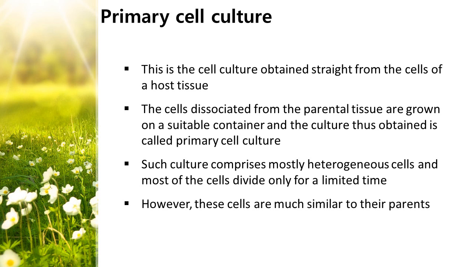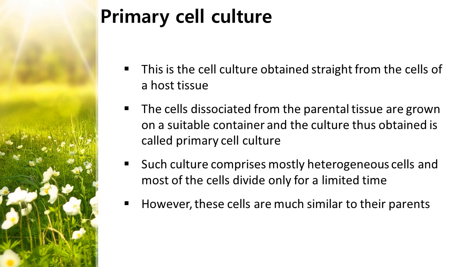In primary cell culture, the terms primary and secondary are common. Primary is one which has direct contact with the source. Secondary is derived from another source. It does not have direct touch with the raw material. So primary cell cultures are cultures obtained directly, straight from the animal tissues, or obtained directly from the host tissues.